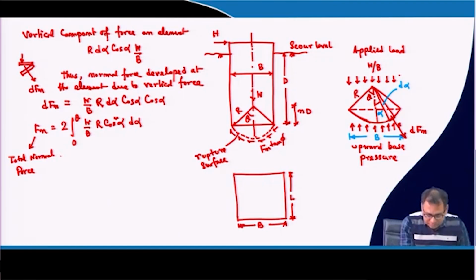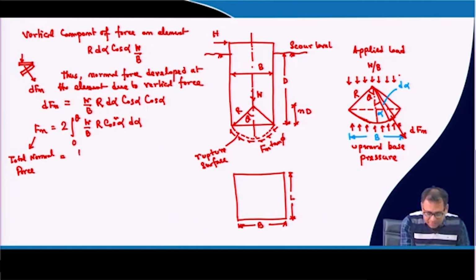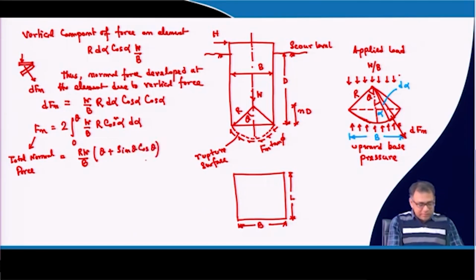along the rupture surface. So, if I integrate this and put the limits, then you will get R W by B, theta plus sin theta cos theta. So, this is the total normal force that is acting along the rupture surface, and if I multiply this FN with tan phi, then I will get the friction force that is acting along the rupture surface.